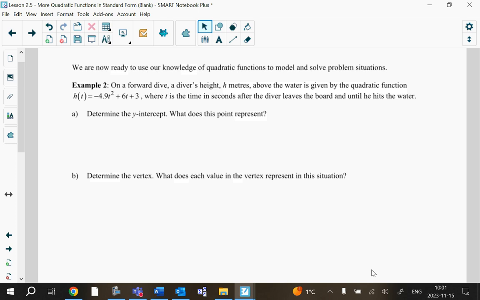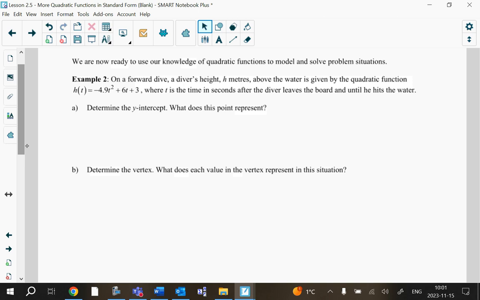So first thing we're going to do is we're going to just look at some quadratic functions. You're going to be given the equation. And these ones are going to have decimals in them now. So we're going to have to use our calculator with this. Okay.